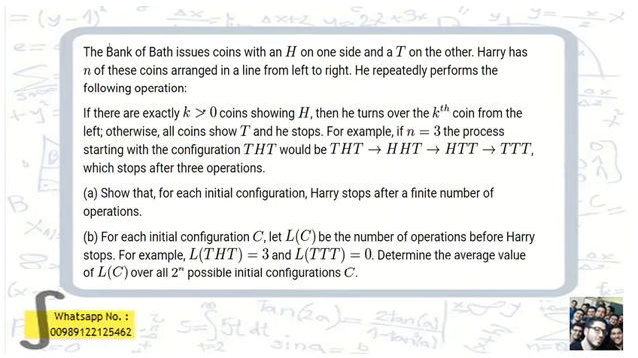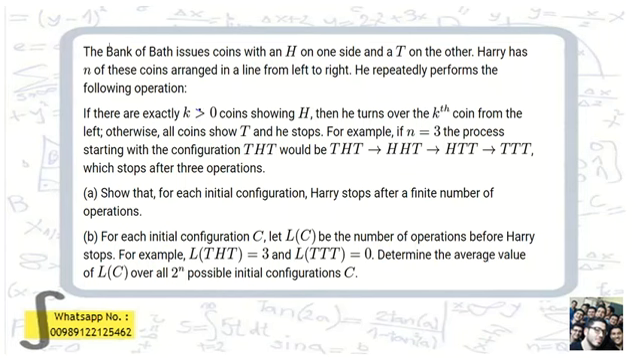See, the problem is what? The problem is the following. The Bank of Bath issues coins with an H on one side and a T on the other. Harry has n of these coins arranged in a line from left to right. He repeatedly performs the following operation.